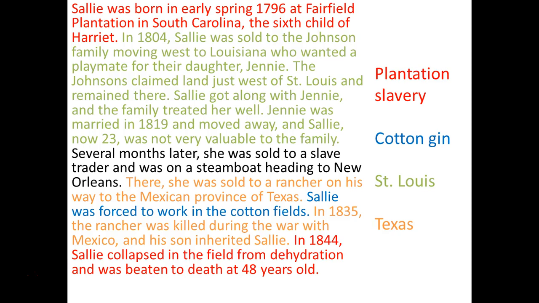There, she was sold to a rancher on his way to the Mexican province of Texas. Sally was forced to work in the cotton fields. In 1835, the rancher was killed during the war with Mexico, and his son inherited Sally. So in those 3 sentences, we've covered Texas and the cotton gin, and, to some extent, plantation slavery. In 1844, Sally collapsed in the field from dehydration and was beaten to death at 48 years old. So there we're back to plantation slavery and sort of closing up the story.